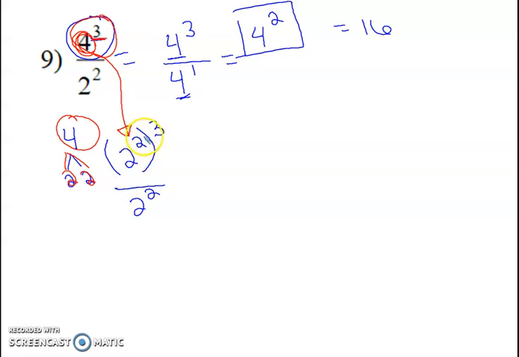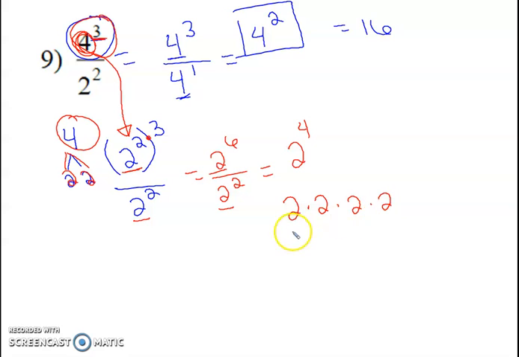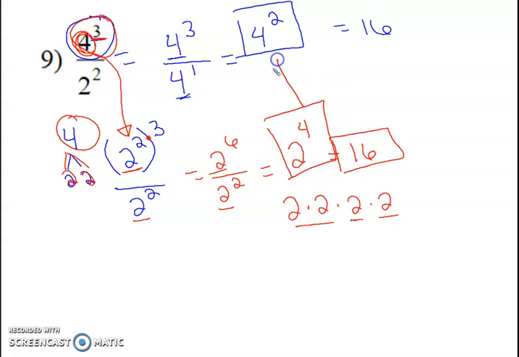Now I can distribute that: 2 to the 6th over 2 squared. Okay, do I have the same base now? 2 and 2. Yes, I can simplify 2 to the 4th, which is not 8. It's 2 times 2 times 2 times 2, 4, 8, 16. Okay, either one of these would be considered correct.